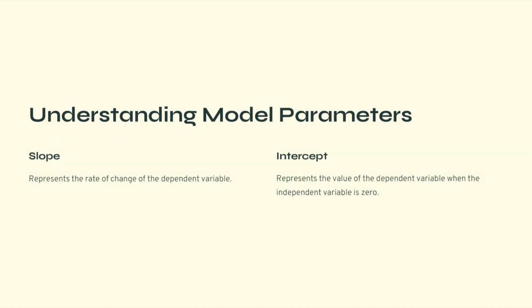In linear regression, the behavior of the model is determined by its parameters. The two key parameters are the slope and the intercept. Let us first discuss the slope. The slope represents the rate at which the dependent variable changes when the independent variable changes. For example, suppose we are predicting house prices based on house size. If the slope is large, it means that a small increase in house size results in a significant increase in price. If the slope is small, the relationship between size and price is weaker. The slope therefore captures the strength of the relationship between variables.